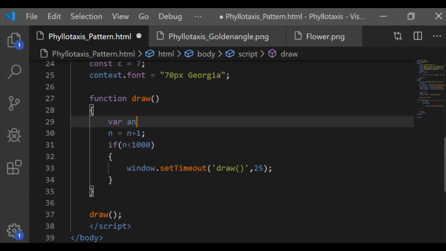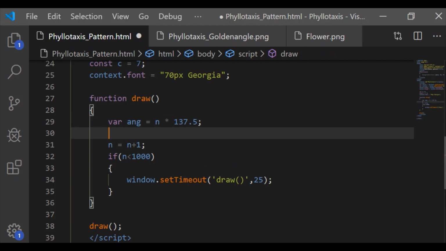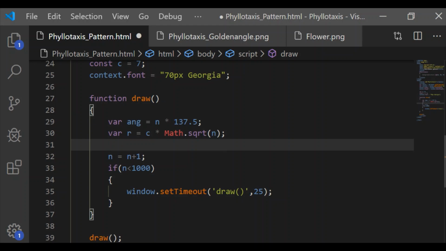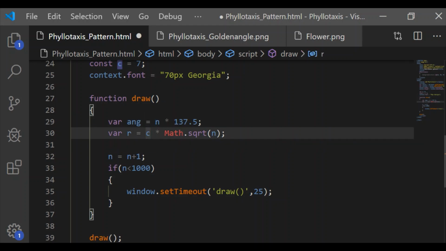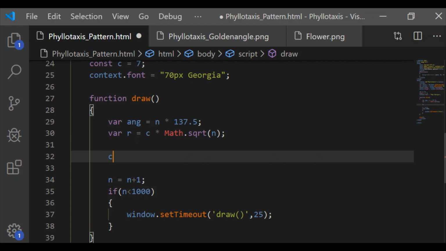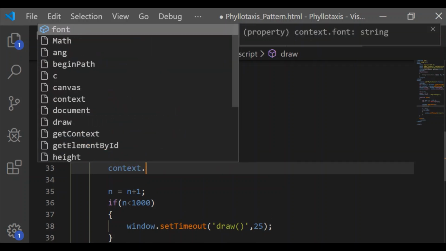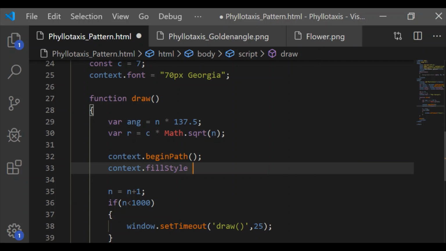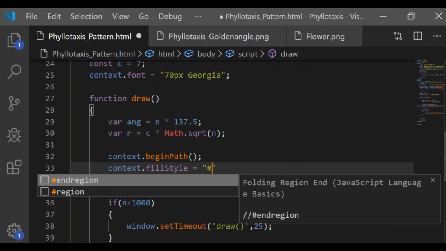Now we have set the context for this function. By varying r and angle, we will be able to get changed x, y positions on the circle, and hence the Phyllotaxis pattern will be made. So first, angle is nothing but n times the golden angle, n being the number of dots initialized here to 0, which will be incremented every time this draw function is called. 137.5 is the golden angle and r is c, the constant, times the Math square root of n.